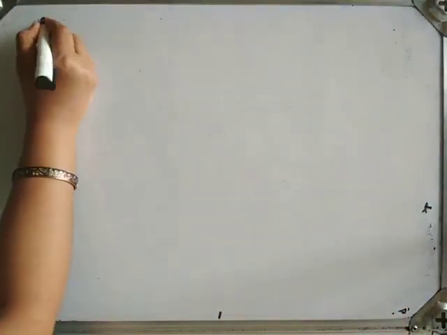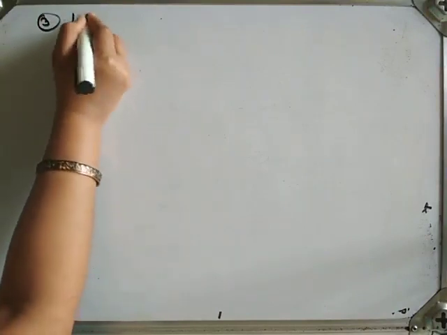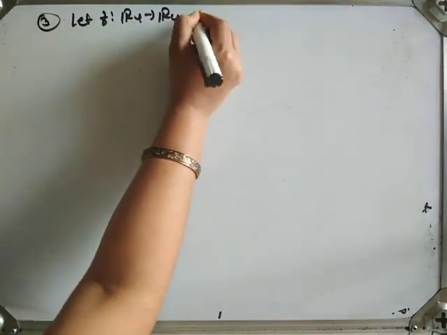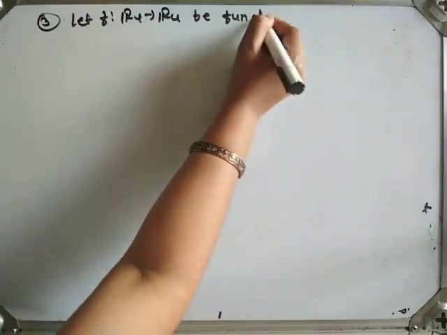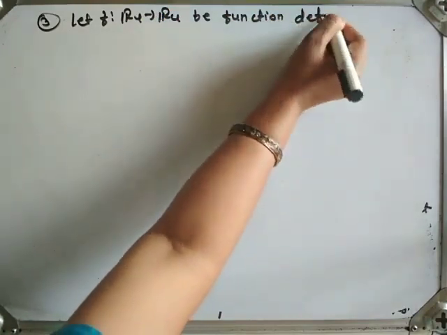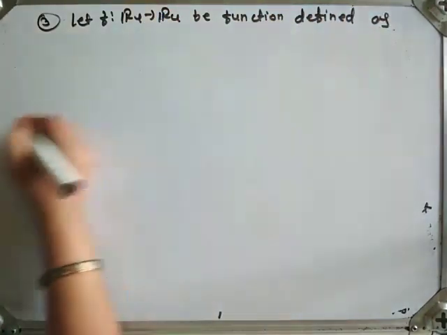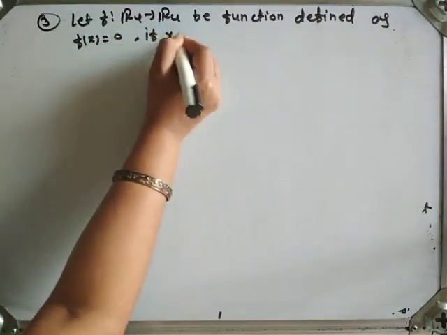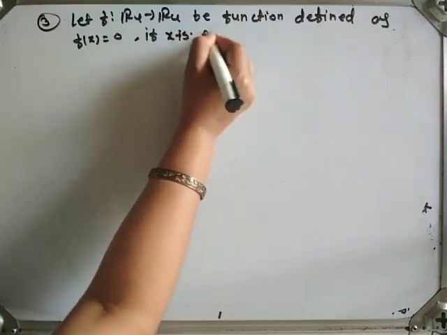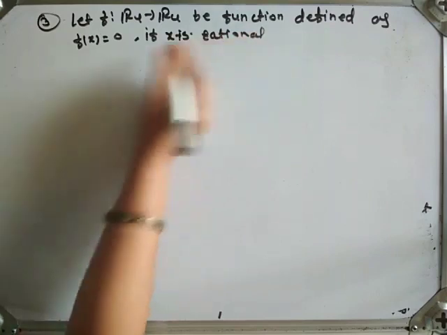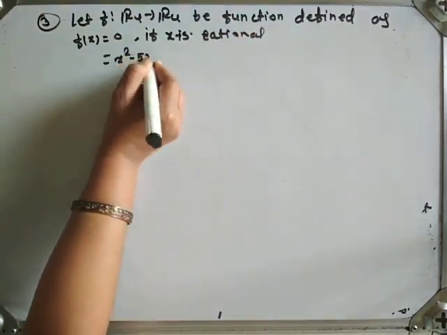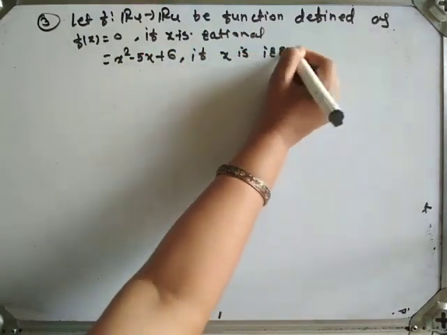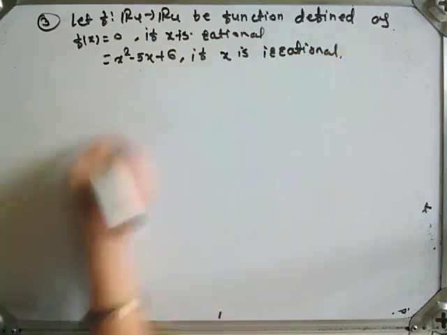Let us take one more example. Third number. Let f from R to R be a function defined as f of x is equal to 0 if x is rational, and equal to x squared minus 5x plus 6 if x is irrational. Solution.